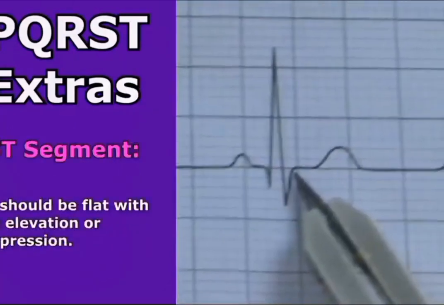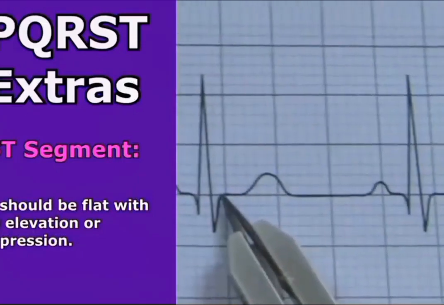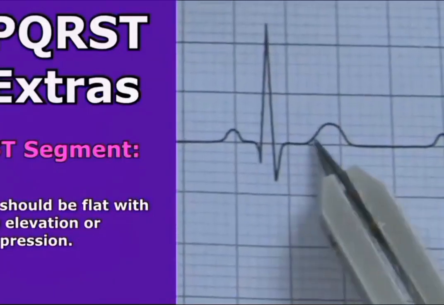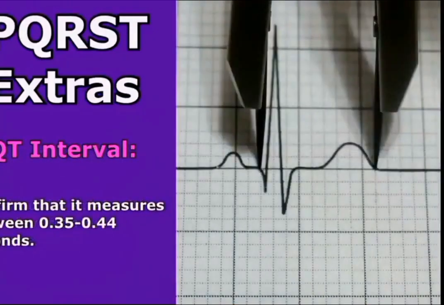Then look at the ST segment. It starts at the end of the S wave and stops at the beginning of the T wave. It should be flat, no elevation or depression. And then lastly, look at the QT interval, which starts at the beginning of the QRS complex and ends at the end of the T wave. Confirm that it measures between 0.35 to 0.44 seconds.